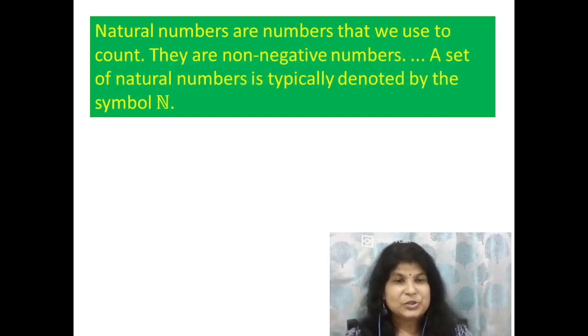So, after watching this video, you might have got the idea about what is natural numbers. So, the natural numbers are the numbers that we use to count. They are non-negative numbers. A set of natural numbers is typically denoted by the symbol N. So basically for counting and ordering, whatever the numbers we use, those are all natural numbers.